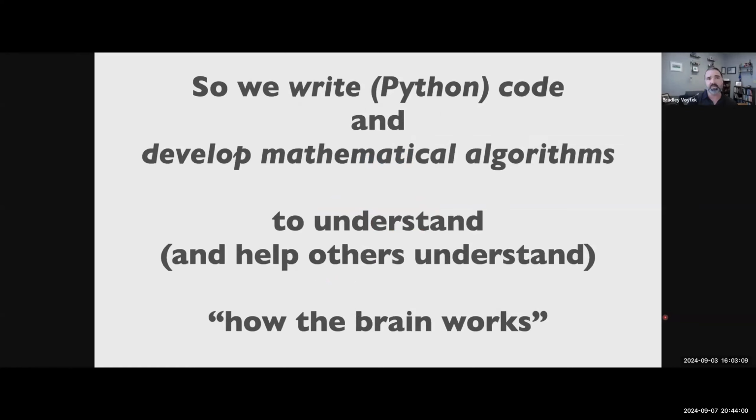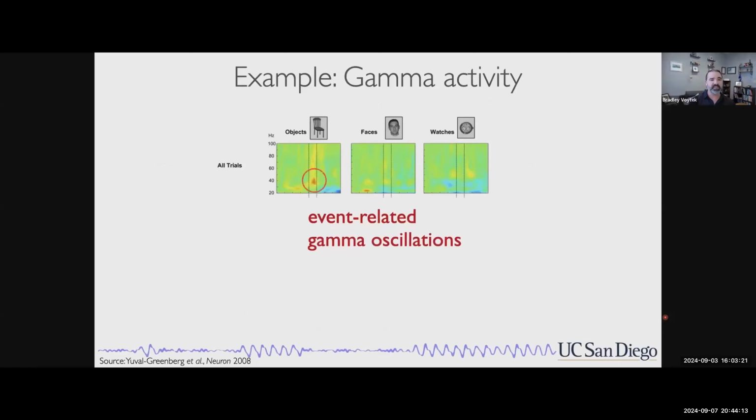And so in my lab, we write mostly Python code and develop mathematical algorithms to help others understand, and to understand ourselves, how the brain works, whatever that might mean. So I'm going to step back and give an example here. When I was a PhD student, there was this pretty transformative paper for me. This is out of Leon Deouell's lab at Hebrew University, Shlomi Yuval-Greenberg, in 2008 in Neuron.